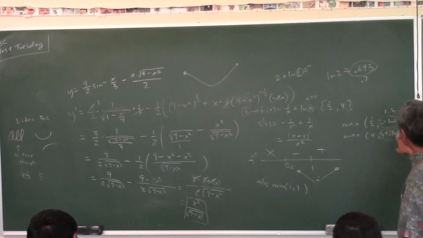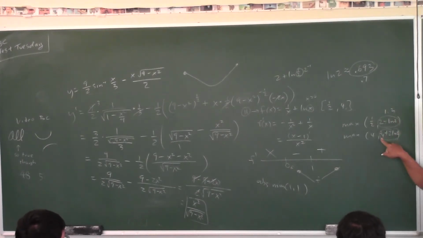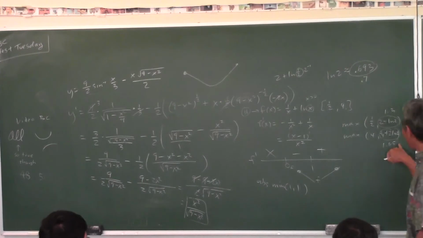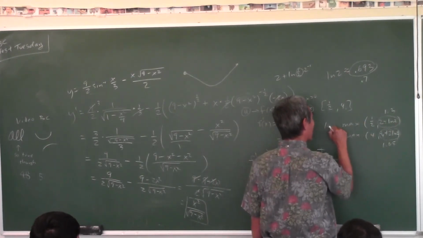1.3. 0.7 times 2 is 1.4, plus 0.25 is 1.65. Which one is bigger? 4. That one is bigger. So this is the absolute maximum, this is simply a local maximum.